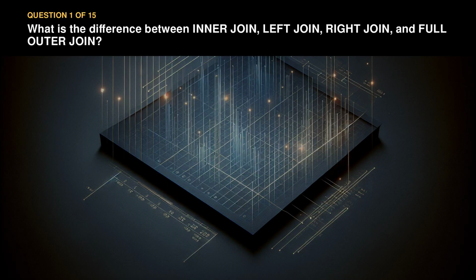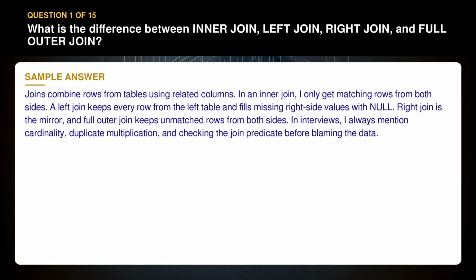Question 1. What is the difference between inner join, left join, right join, and full outer join? Joins combine rows from tables using related columns. In an inner join, I only get matching rows from both sides. A left join keeps every row from the left table and fills missing right side values with null. Right join is the mirror, and full outer join keeps unmatched rows from both sides.